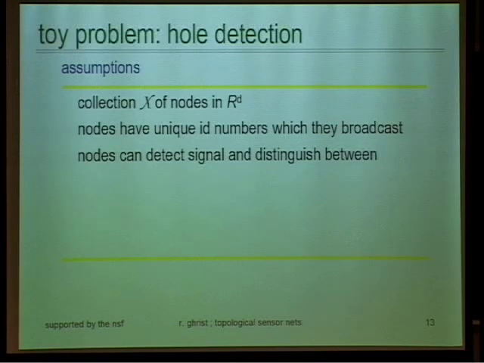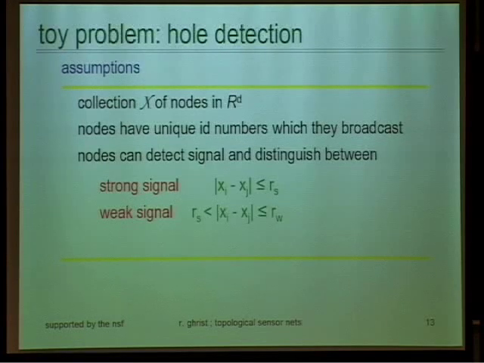Now they can't tell what direction node 11 came from. They have no orientation sensors. They can't tell how far away node 11 is, except in a very coarse sense. So they can hear 11 either with a strong signal or a weak signal, where it's a strong signal if you're within distance R_S. S is for strong. It's a weak signal if you're within distance R_W. R_W is some longer radius. So you can't tell how far away you are, but I can say you're either close or you're very close, or I might not hear you at all.